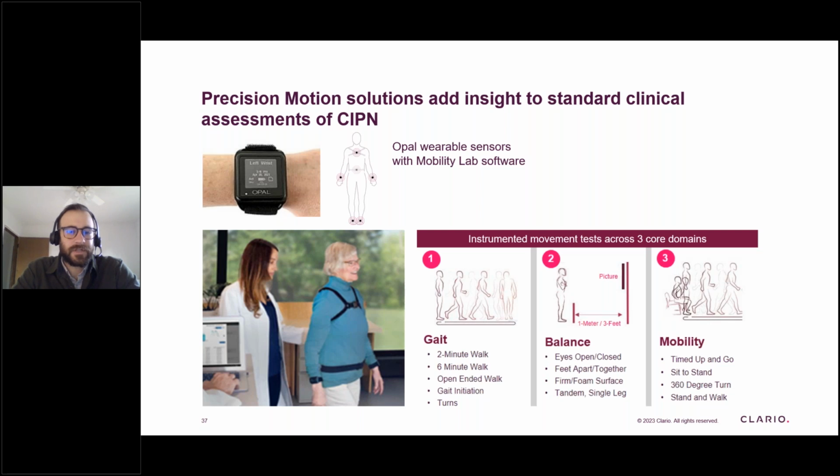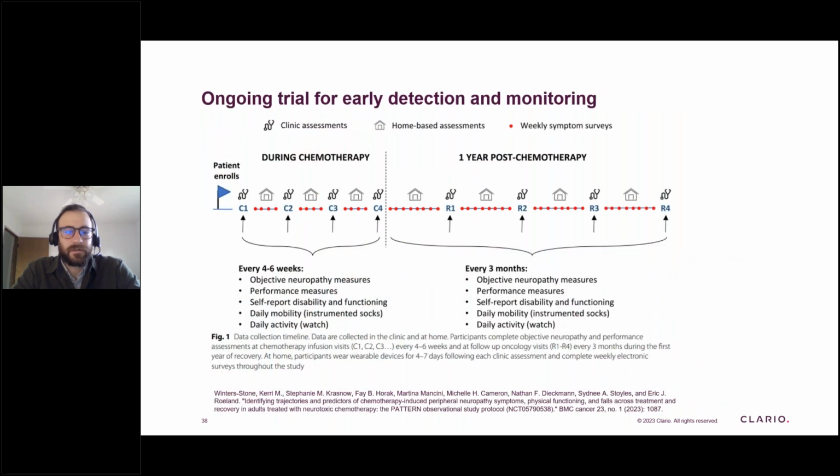All right, so moving to the next slide, we see the data collection timeline. This is a data collection timeline for early detection and monitoring of SIPN adverse effects using Opal instrumented in-clinic assessments of gait, balance, and mobility performance measures, along with objective neuropathy measures, patient-reported outcomes, and daily activity mobility assessment. So for this study, patients will be assessed in 4 to 6 week intervals during treatment for detection of SIPN adverse effects, and every 3 months during a 1-year follow-up period for long-term monitoring of SIPN symptoms.